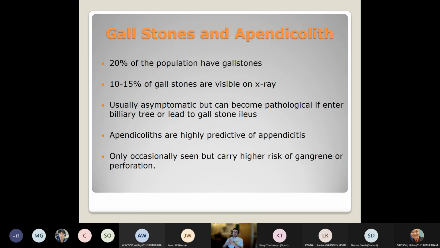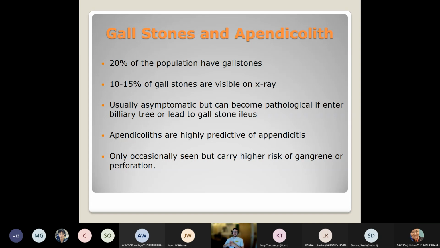Gallstones you can't see that often. 20% of gallstones are visible on X-ray. We do see quite a few gallstones, but with a lot of the patients with gallstones, you won't see them. It depends what material it's made out of, and that's why X-rays aren't particularly great. So if someone presents with sort of gall pain, ultrasound is the better modality.